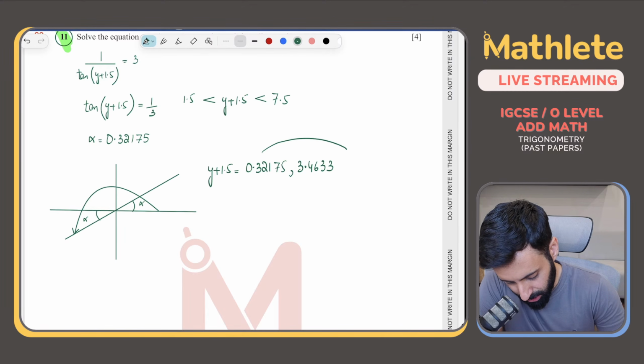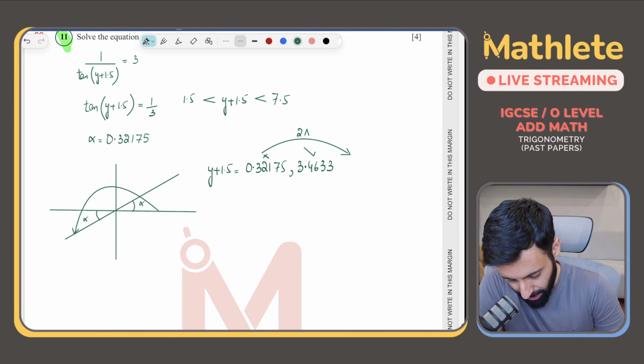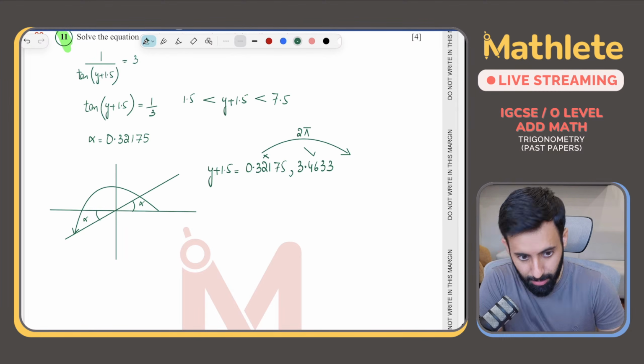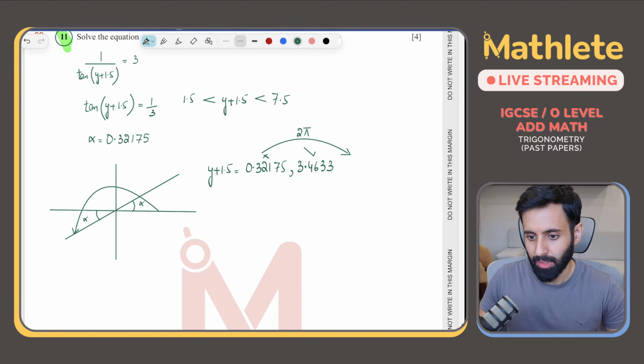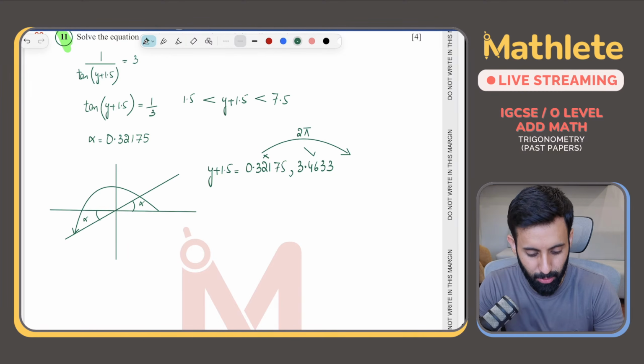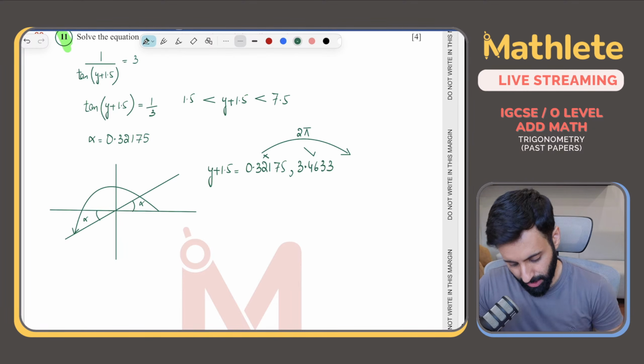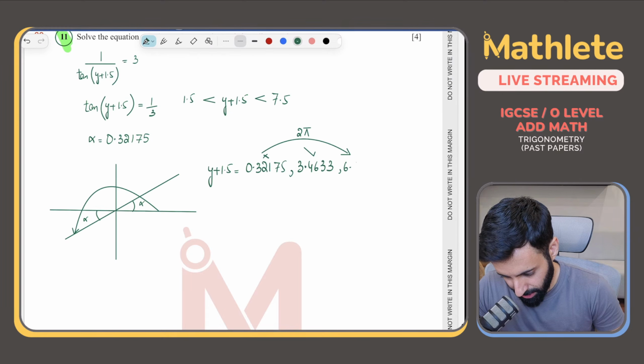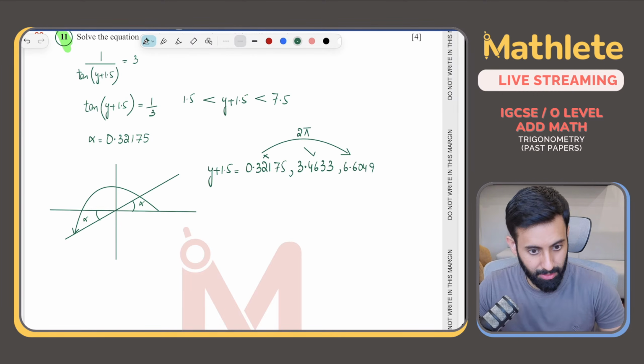Now tell me one thing. How will I find out the solution in the next cycle? To find the solution in the next cycle, we will hold on to the first solution, because we need to find the remaining solutions. So we're now going to add 2 pi, and I repeat, not pi, we're going to add 2 pi. So 2 pi plus 0.32175 is equal to 6.6049, which is still inside the range.